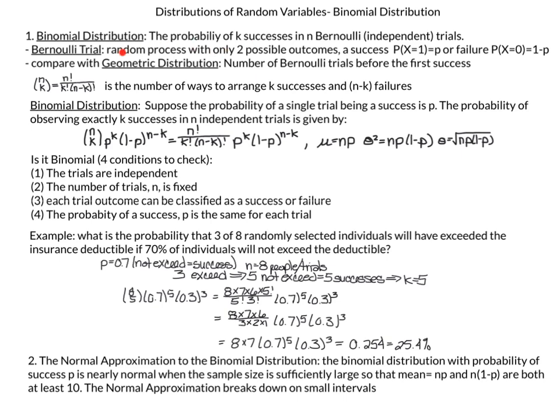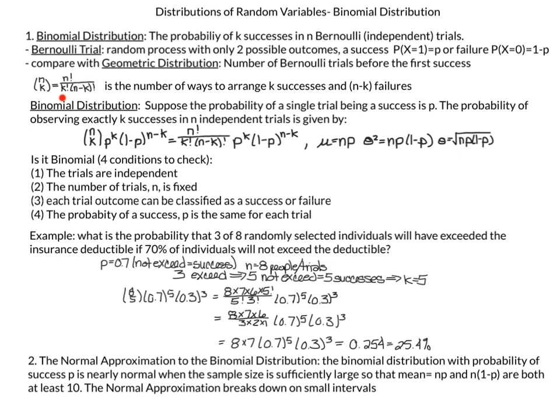So for comparison, in a geometric distribution, we don't know how many trials. In fact, that's what we're counting. In binomial, we know how many trials. In geometric distribution, we stop after we get our first success. In binomial, we do the n trials, and then we can have multiple successes, k successes.